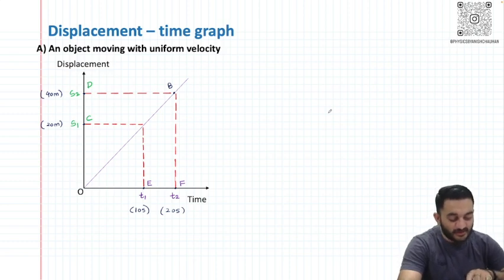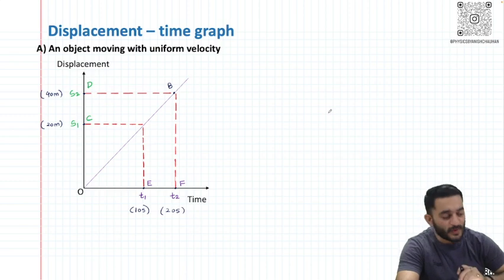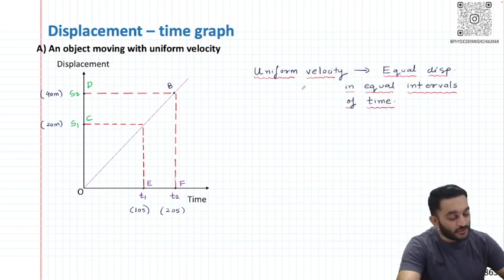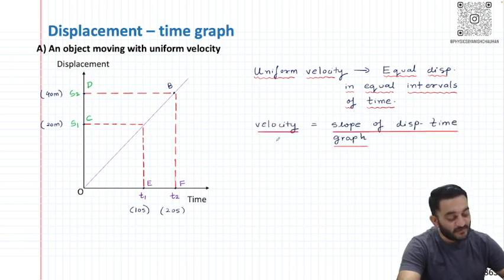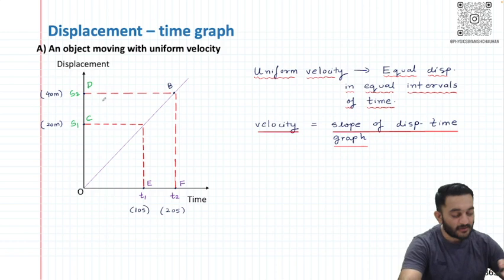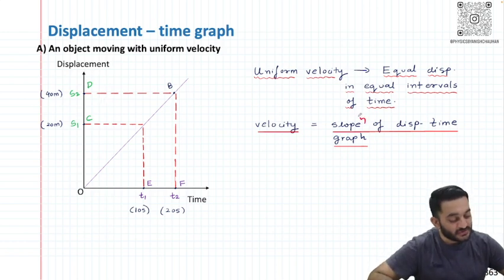So displacement time graph, I told you in a graph you always have to look for the information based on slope and the area. Now look here, uniform velocity because equal displacement in equal interval of time, that is the reason this is a uniform graph. And when we talk about displacement time graph, I told you if you go for a slope of displacement time graph, it is going to give you velocity.